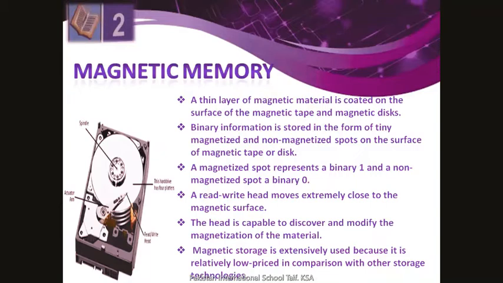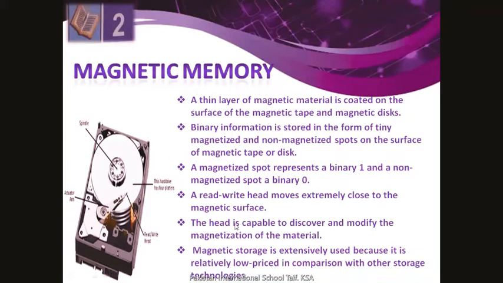In our previous lecture, we discussed binary numbers and the information stored with the help of binary 1, 0 and 0, 1. So when we store our data in magnetic memory, a magnetized spot represents a binary 1 and a non-magnetized spot represents a binary 0. Binary 1 means a high value or a true value, and binary 0 means a false or low value. So a magnetized spot represents a binary 1 and a non-magnetized spot represents a 0.